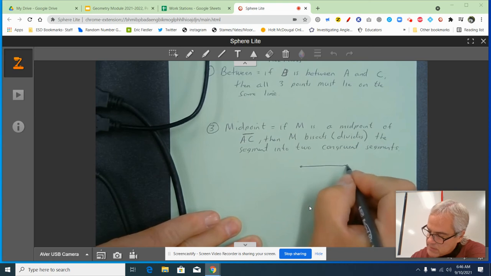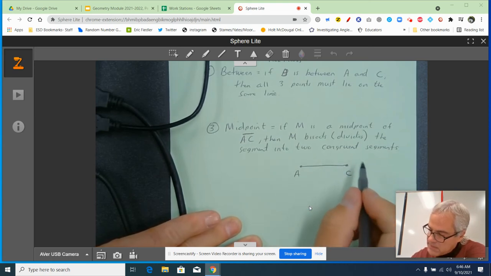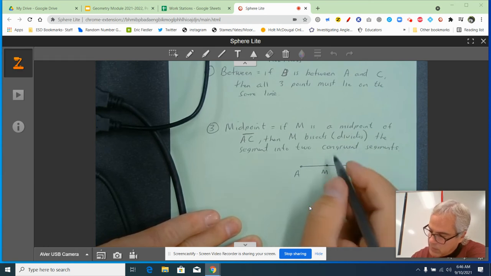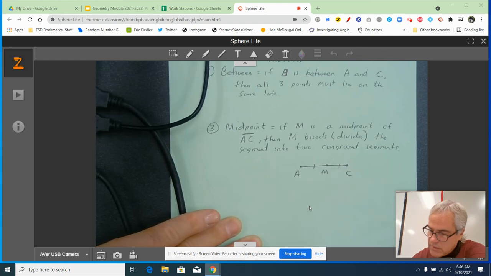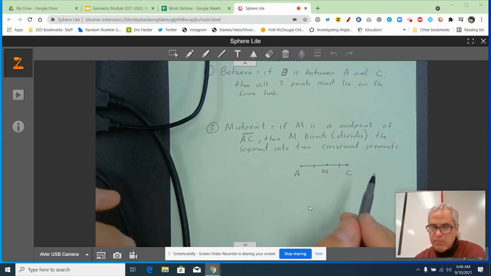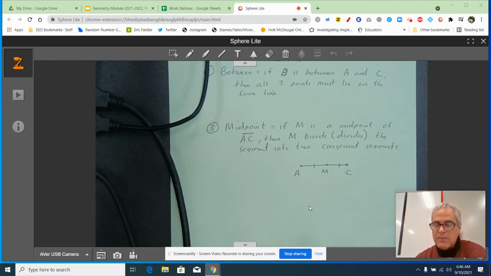If not, it means distance, right? AC. And if M bisects the segment, then M's right here. And we could put tick marks very similar to the picture that you see above because it divides into 2 congruent segments. You'll see the phrase segment bisector, which just means cut a segment in half.